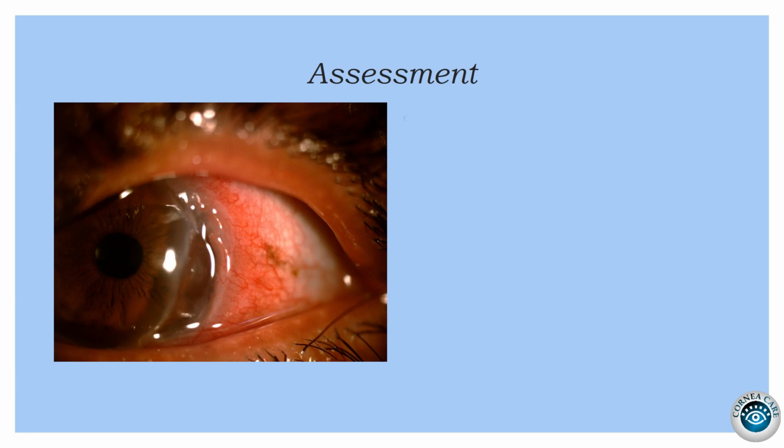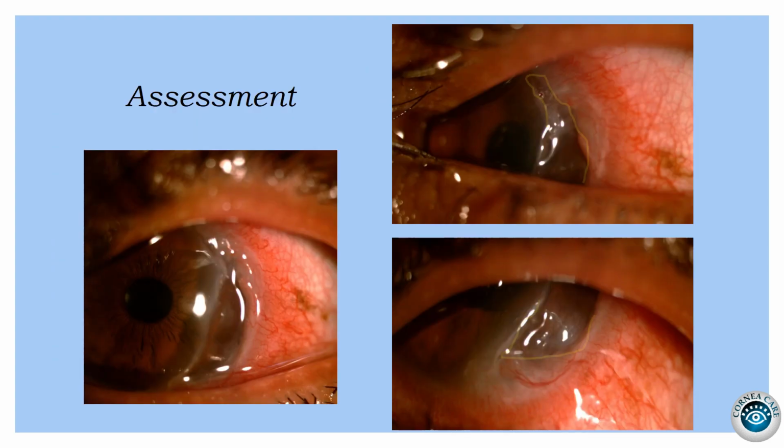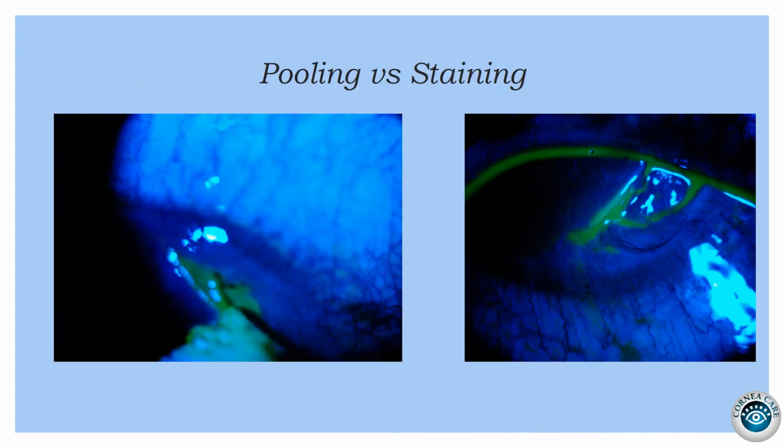Let's see what should we do when we see a case of Mooren's. Dimensions are measured in clock hours, thinning is judged, and then we stain to see the defect. Advancing edges need to be carefully examined. Since it's a gutter, dye is pooled. Then we use a sponge to soak the pooled dye. We do this assessment at every visit so that we know that the disease is worsening or improving.